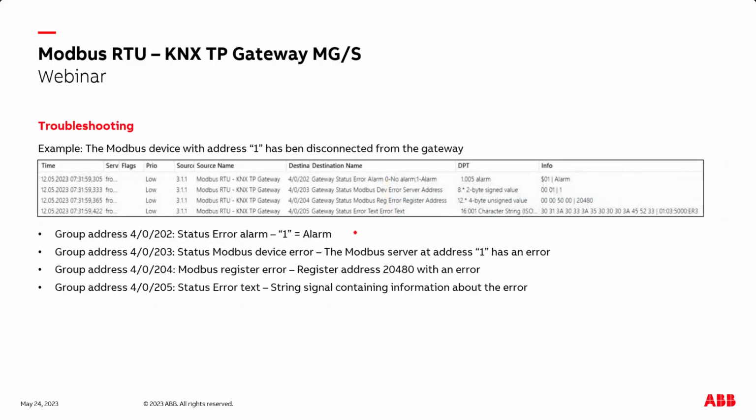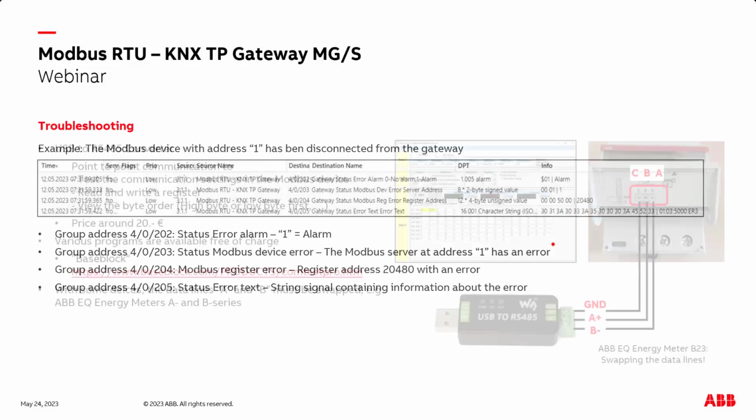Good. Okay. Here, for example, an error. I have disconnected my meter number 1. Then we get a 1-bit alarm information. In the next object, we get the address of meter number 1, and the register address. The first register address he wants to read, but there is no communication. Then he shows me the information here, and our string with the information about the error.